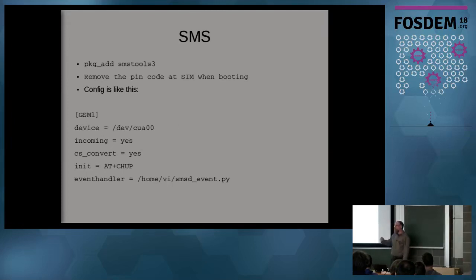The device on which your SMS device is connected, so the serial port. If you want to do incoming, the CS convert is for the character set. Then the initial command, the AT plus CHUP is just to hang up on current connection if there are. And then you have to develop a small event handler, so a small script which will be triggered when the system receives an SMS. I will explain that a little bit.